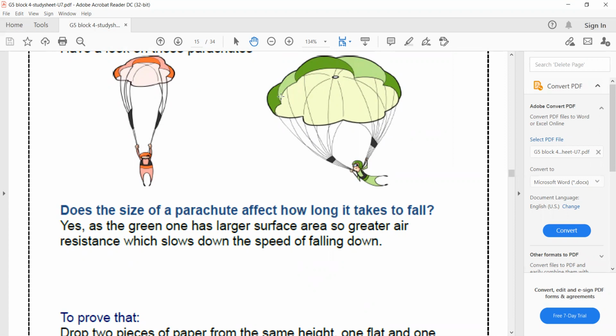We have two parachutes. The first one has a large surface area. The second one has a small surface area. Of course, this parachute, which has a large surface area, will face a larger air resistance, so it will fall down more slowly than this parachute. Yes, the green one has larger surface area, so greater air resistance, which slows down the speed of falling down.